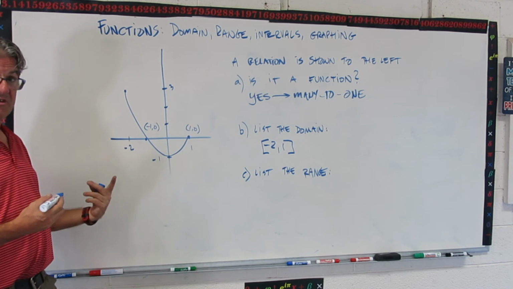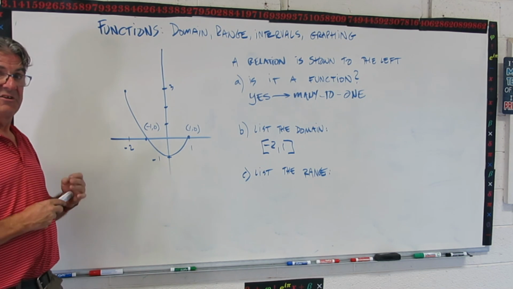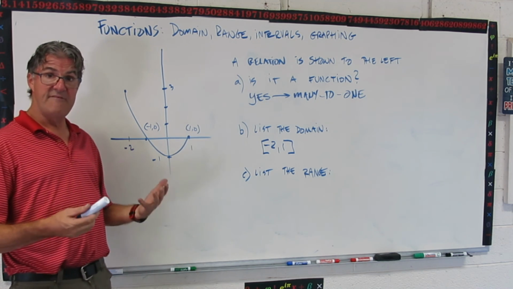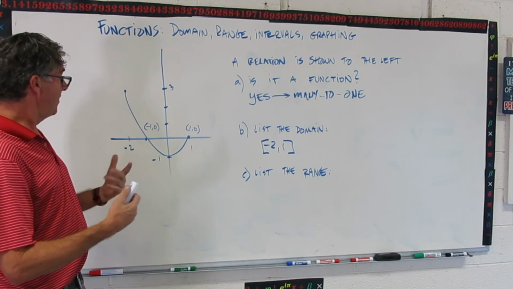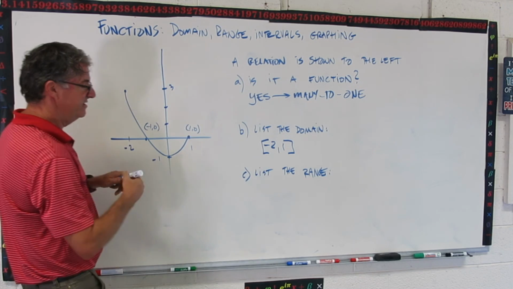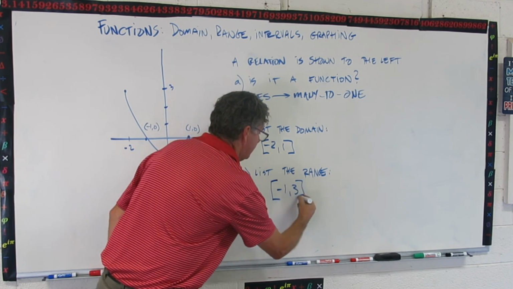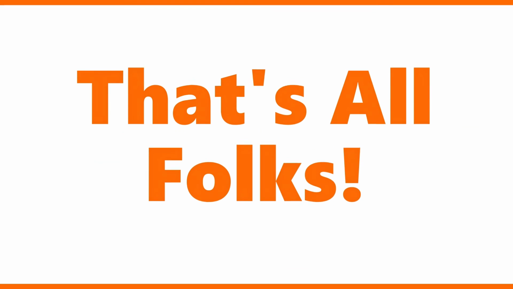Now, think about the range. Pause the video and see if you can write down the range. Okay, the range is the output of the function, or the y values, so that's just simply the range of the y's. So the y goes from -1 to 3. So we just put that like that. There you go.